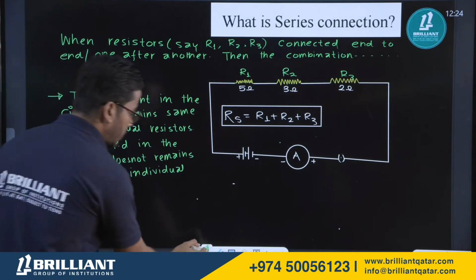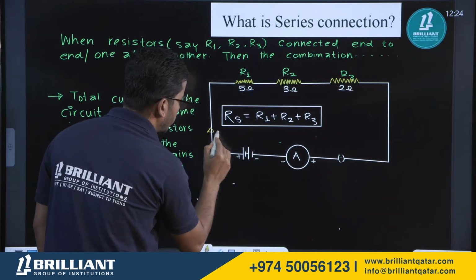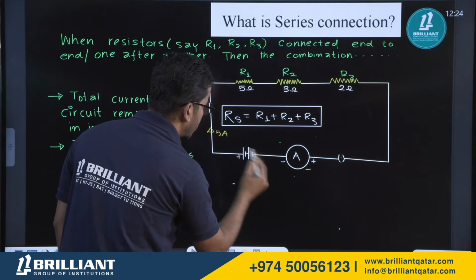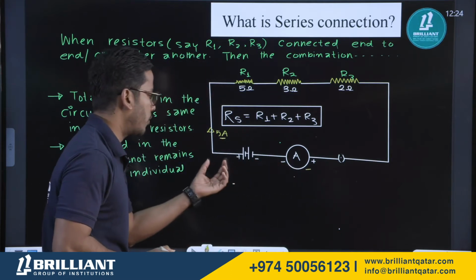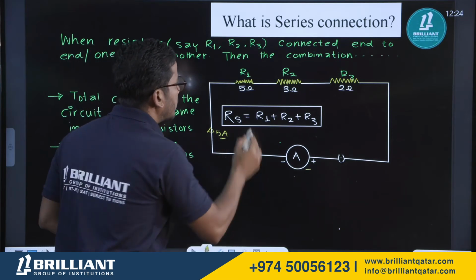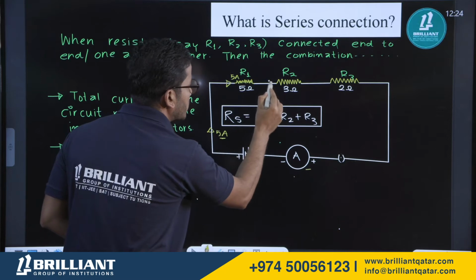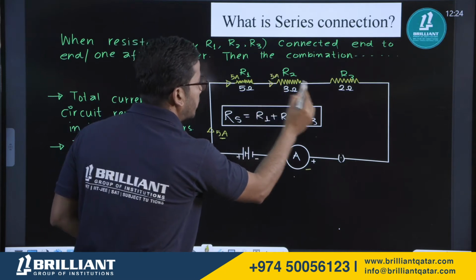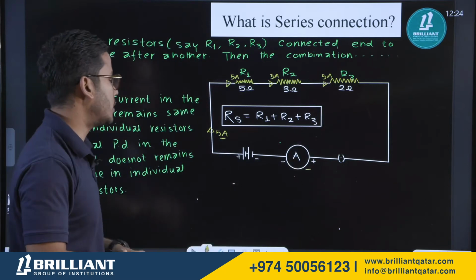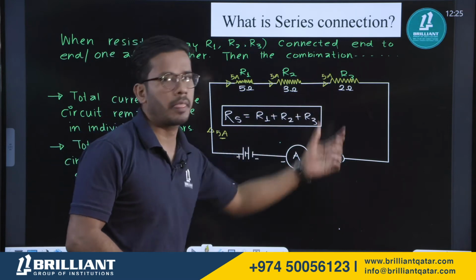The first statement: let me consider the total current to be 5 ampere. The reading on the ammeter right now is 5 ampere, flowing from the positive terminal to the negative terminal. Now this total current is going to remain the same in this resistor, 5 ampere. What about this resistor? It will remain the same. What about this resistor? It will remain the same. So what I'm telling you clearly is the total current in the circuit remains the same in individual resistors.